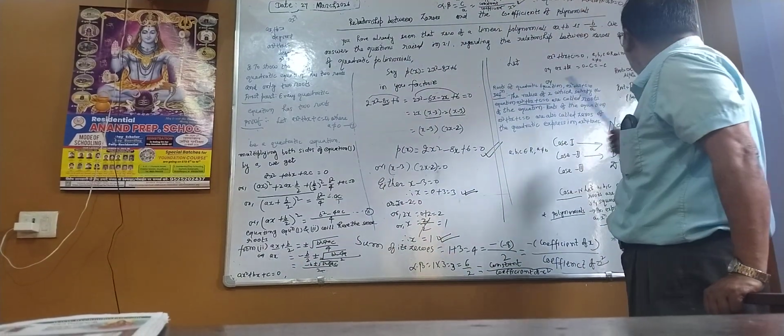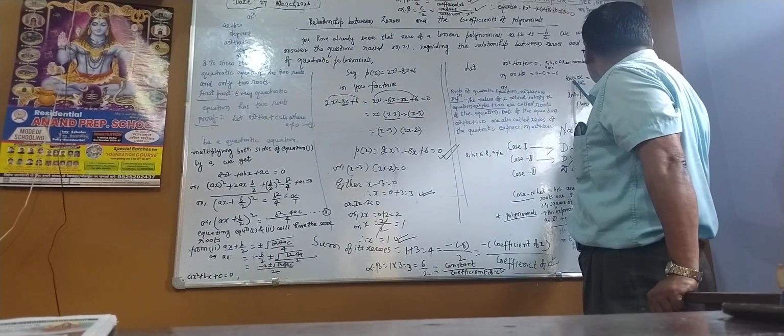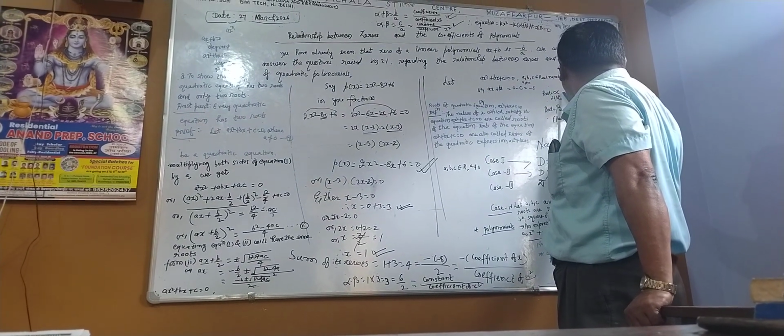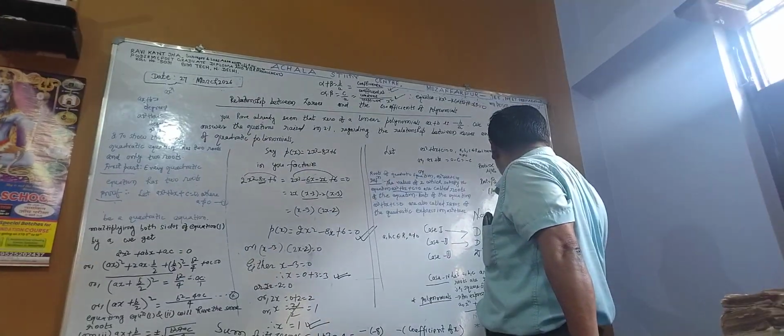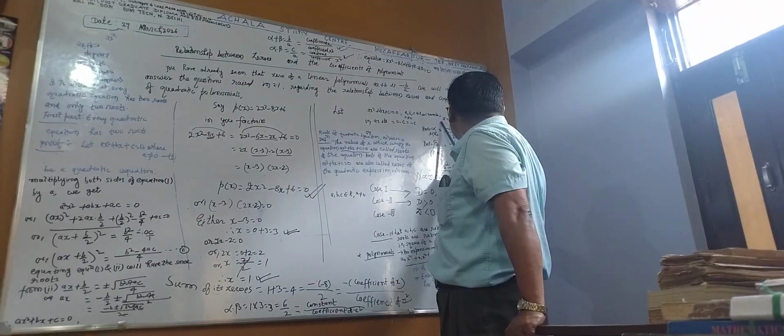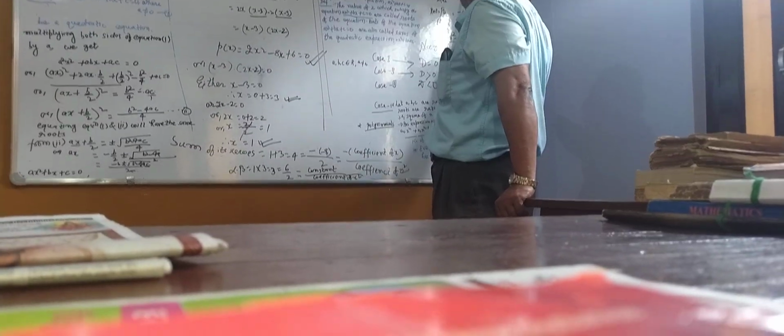Now, if alpha and beta are the two roots, then alpha is equal to minus b plus root under b square minus 4ac by 2a, and beta is equal to minus b minus root under b square minus 4ac by 2a. And combining, you can write this in one line, where the plus and minus b are written here.